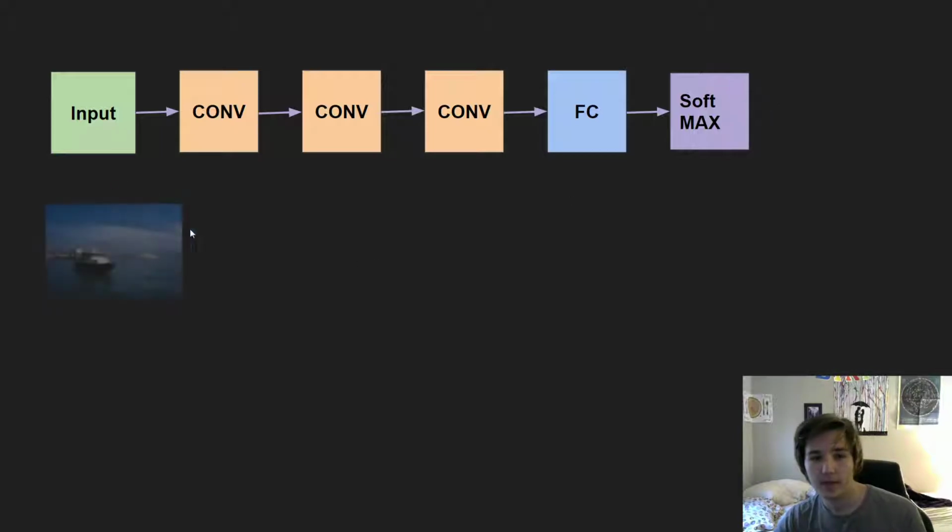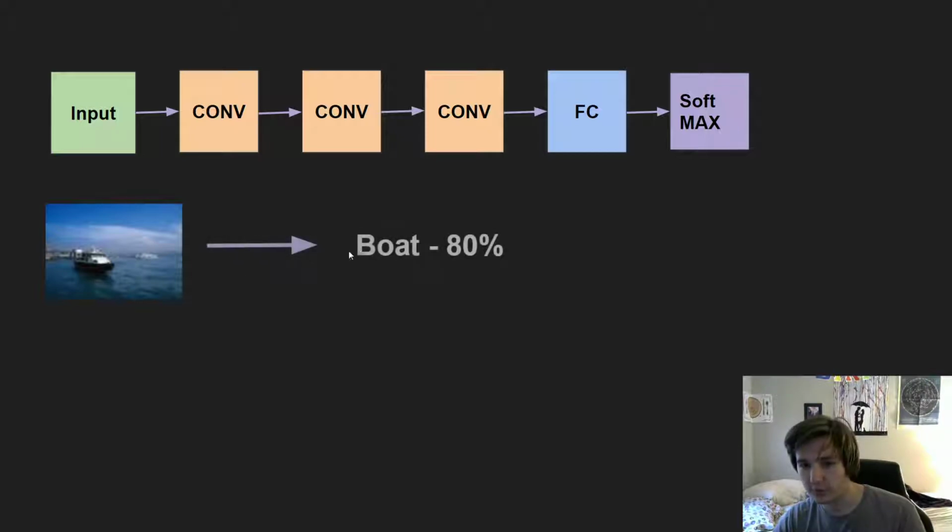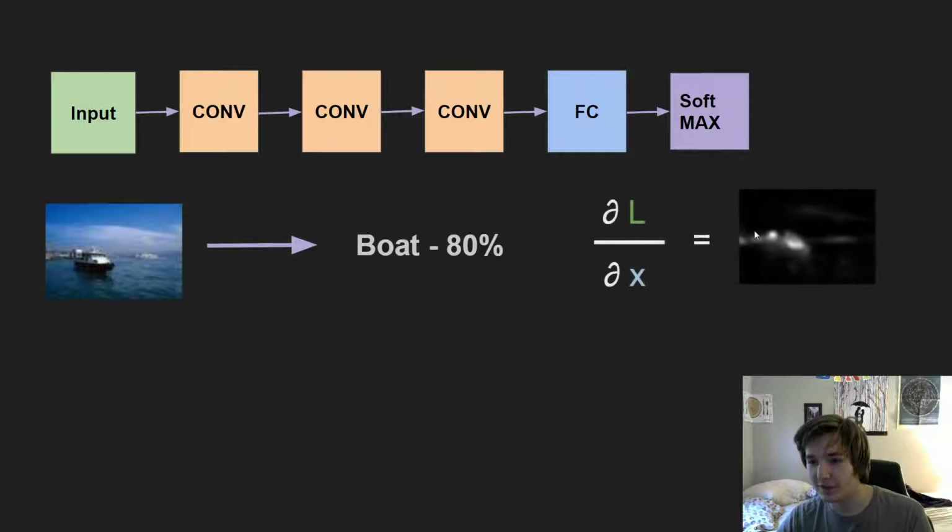All right. So let's take some image, right? And this is a boat, so it says it's a boat. That's good. What we're going to do is find the gradient of this on the classification of boat. And when we do that, we'll get some image like this.